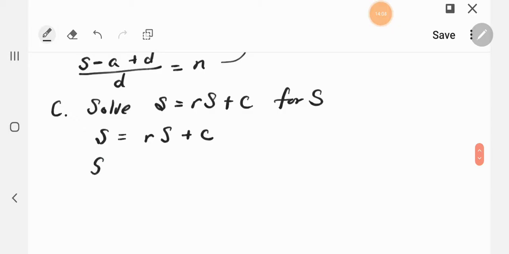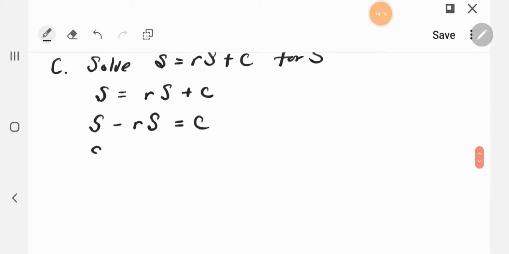So move RS from the right to the left, then change the sign. Then combine the like terms. Factor out S, then 1 minus R is equal to C.